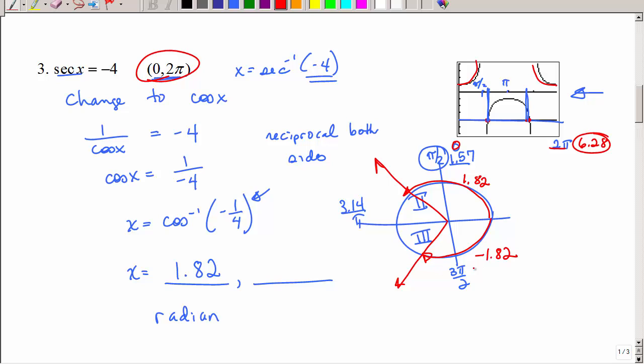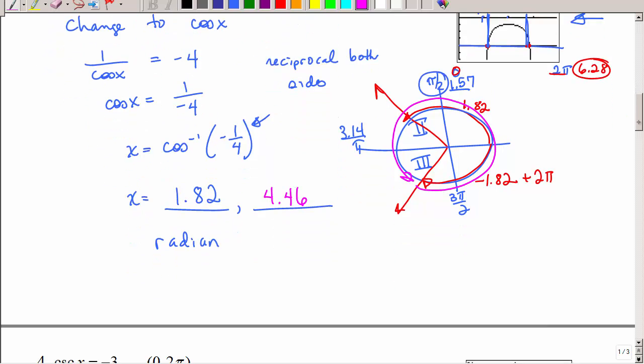So how can I get that answer? Well, I can add 2 pi to that. If I do that and add 2 pi, it's going to go all the way around. That's going to give me that answer. And I'm going to get about 4.46. So using the calculator is actually harder than memorizing that unit circle. You've got to think about what your calculator gives you and how do you get those other answers. I know that was a little confusing. Let's go through another one.